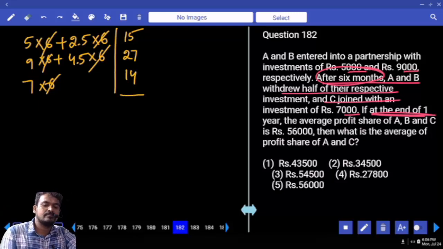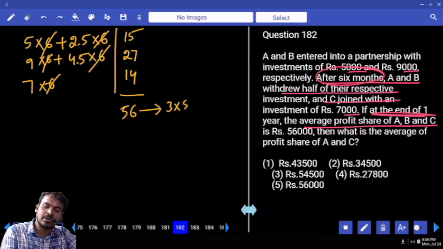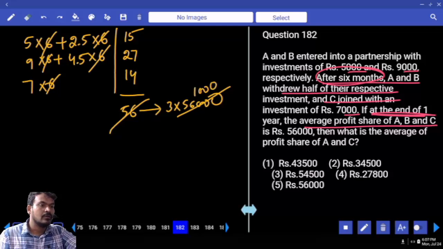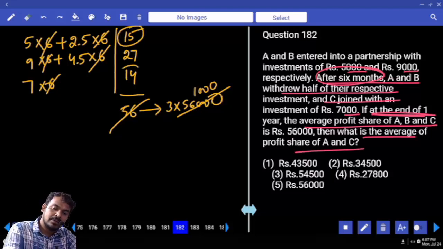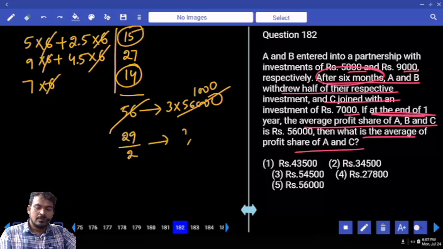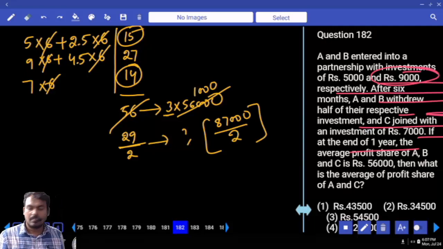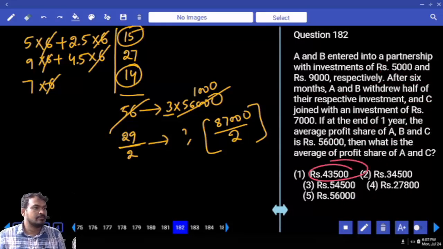Total how many parts? 56 parts. And here average profit is given. Average 56,000 means sum is how much? 3 into 56,000. What is the one part value? 3,000. One part is 3,000. But we required average of which one? A and C. A how many parts? 15. C how many parts? 14. Sum will be 29 parts. But average means 29 by 2 parts. 29 into 3, 87,000. 87,000 divided by 2. What is the answer? 43,500.